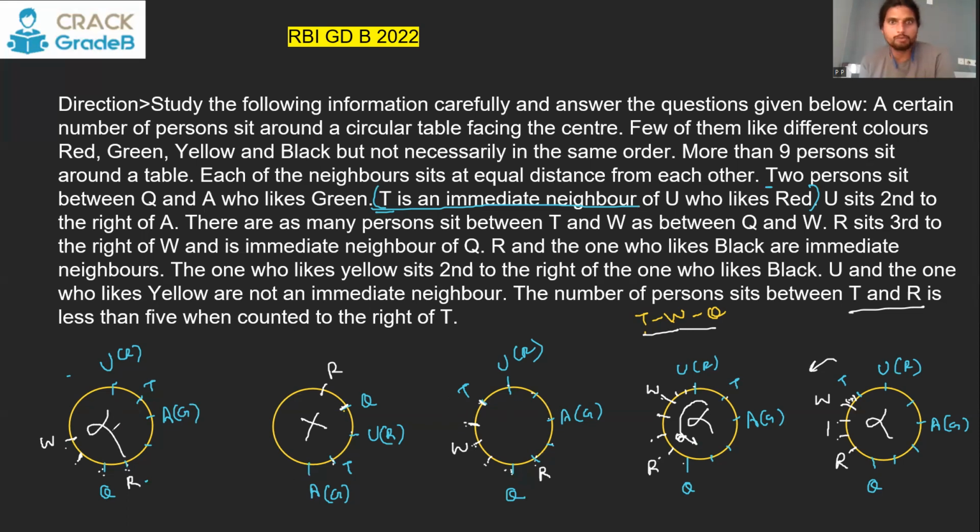That means again, this is not the possibility. The possibility we are left with is only one, that is this. So this is the final arrangement. Now we just put the remaining part, that is the colors. That should be easy.